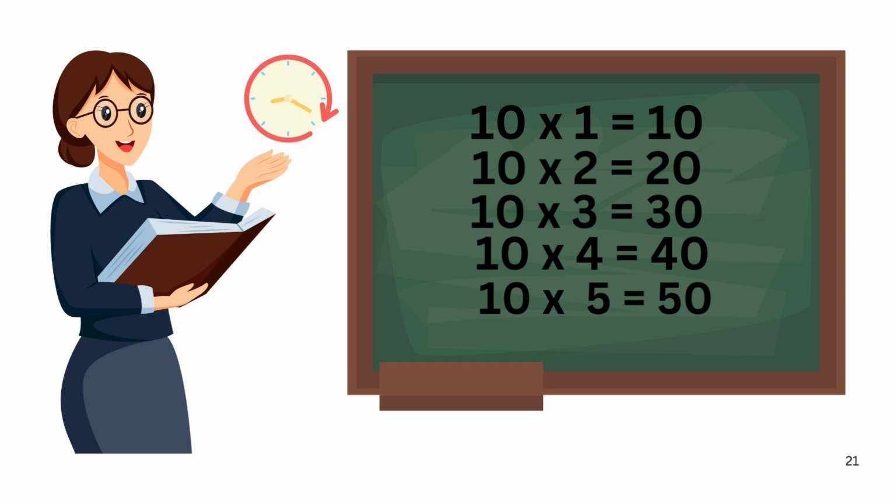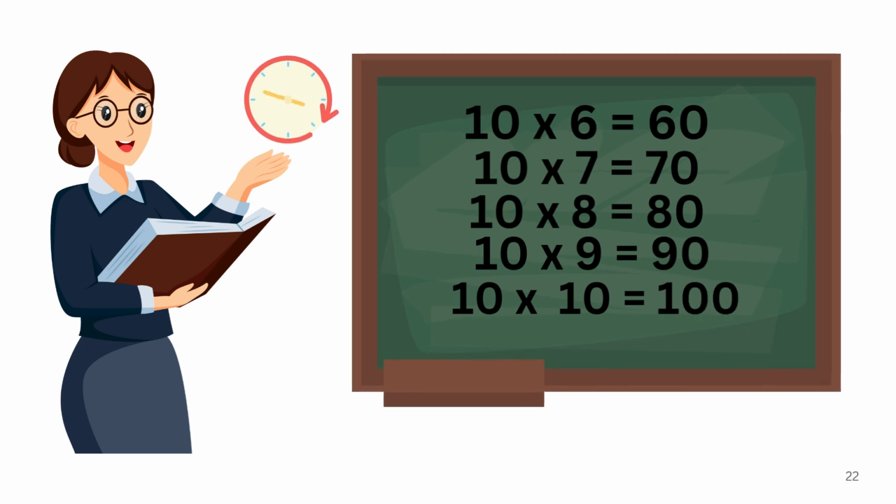Now we have 10 multiplied by 1 equals 10. 10 multiplied by 2 equals 20. 10 multiplied by 3 equals 30. 10 multiplied by 4 equals 40. 10 multiplied by 5 equals 50.